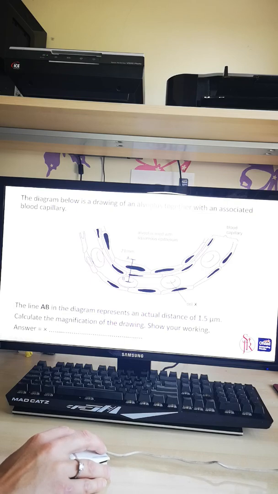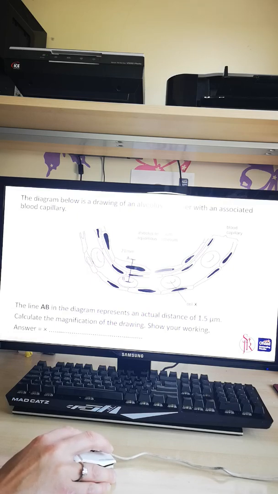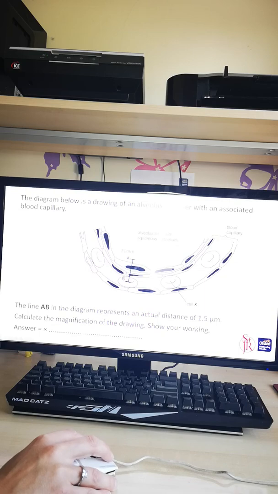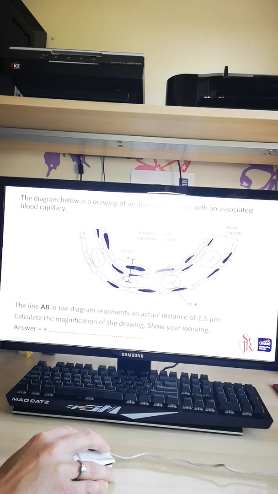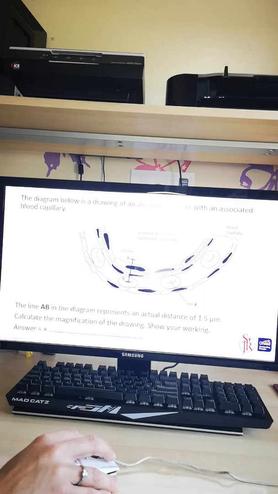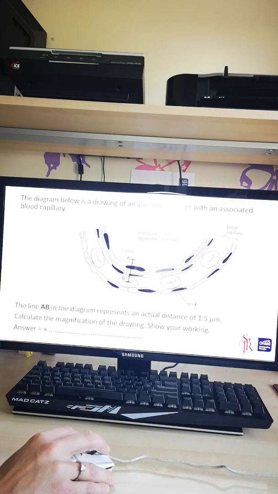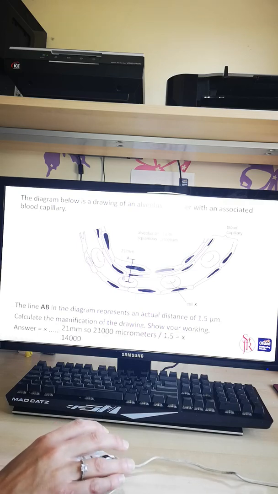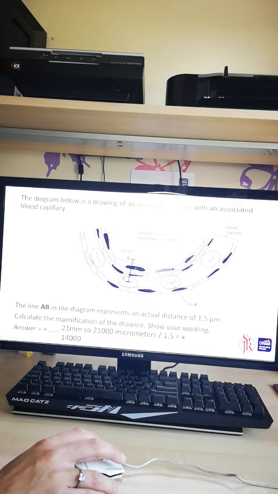Okay, so for this one, what would we do? We've measured at 21 millimeters, always measuring in millimeters. That's our image size, that goes on top. This is our real or actual size, that goes on the bottom. We want them in the same units, so I would times the top one by 1,000 to convert it to micrometers, but you could do the opposite to the bottom. Do my division, and that's what you should get, times 14,000.